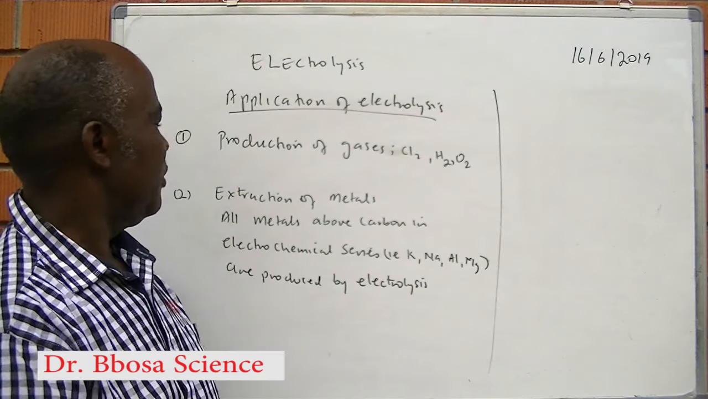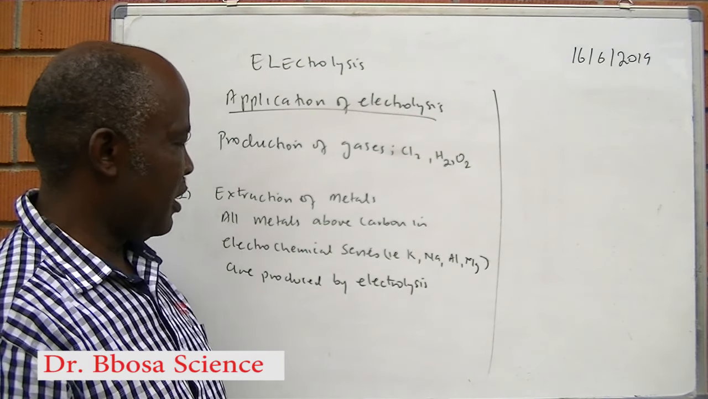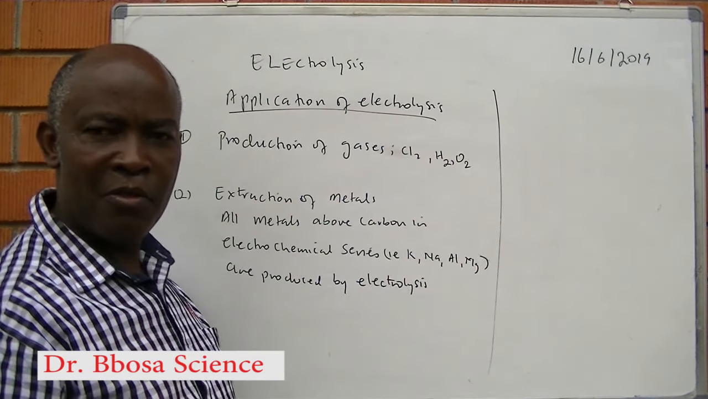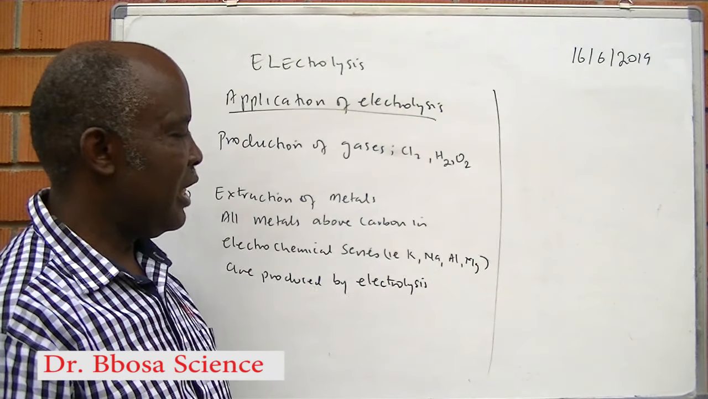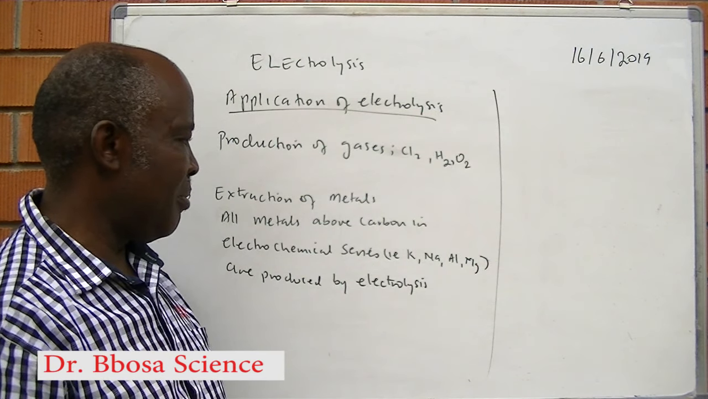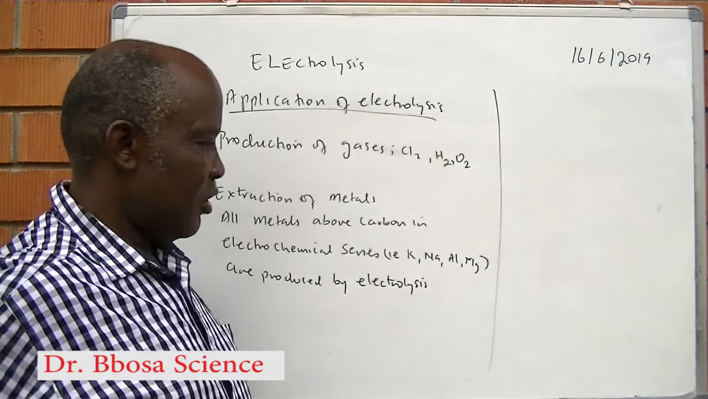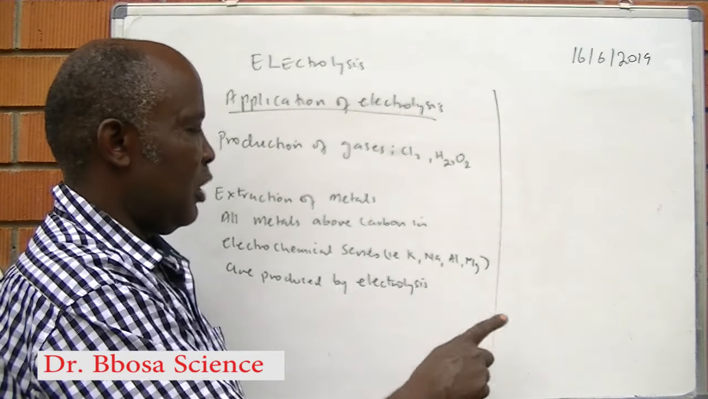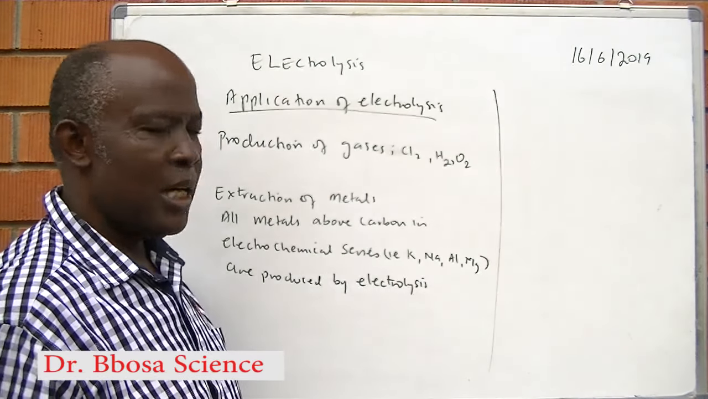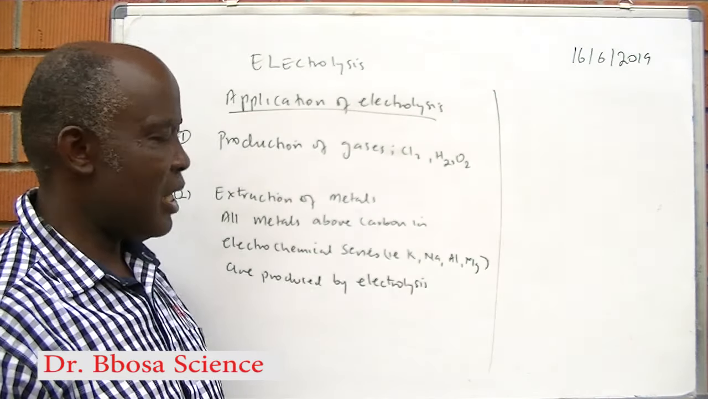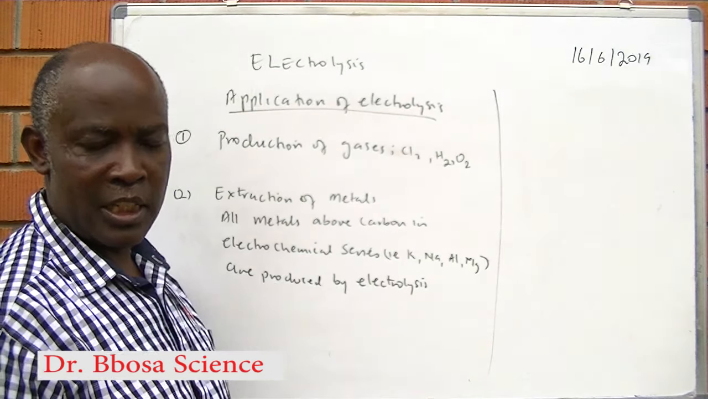Then 2, extraction of metals. All the metals above carbon in the reactivity series. Remember, I put carbon between magnesium and zinc. So calcium, sodium, aluminium, and magnesium are produced by electrolysis.